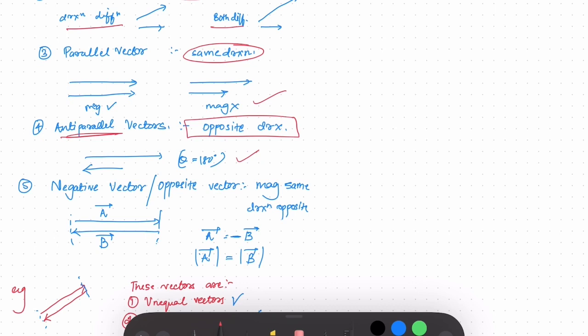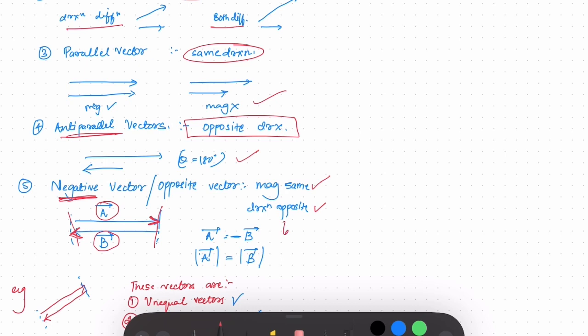Next one is negative vectors, or opposite vectors. Negative vectors are the ones which have exactly the same magnitude but opposite directions, not just different directions but opposite directions. Like for example, this vector A here and this vector B here, they have equal lengths but they differ in direction. The arrowhead points in the exactly opposite direction, at a 180 degree angle.